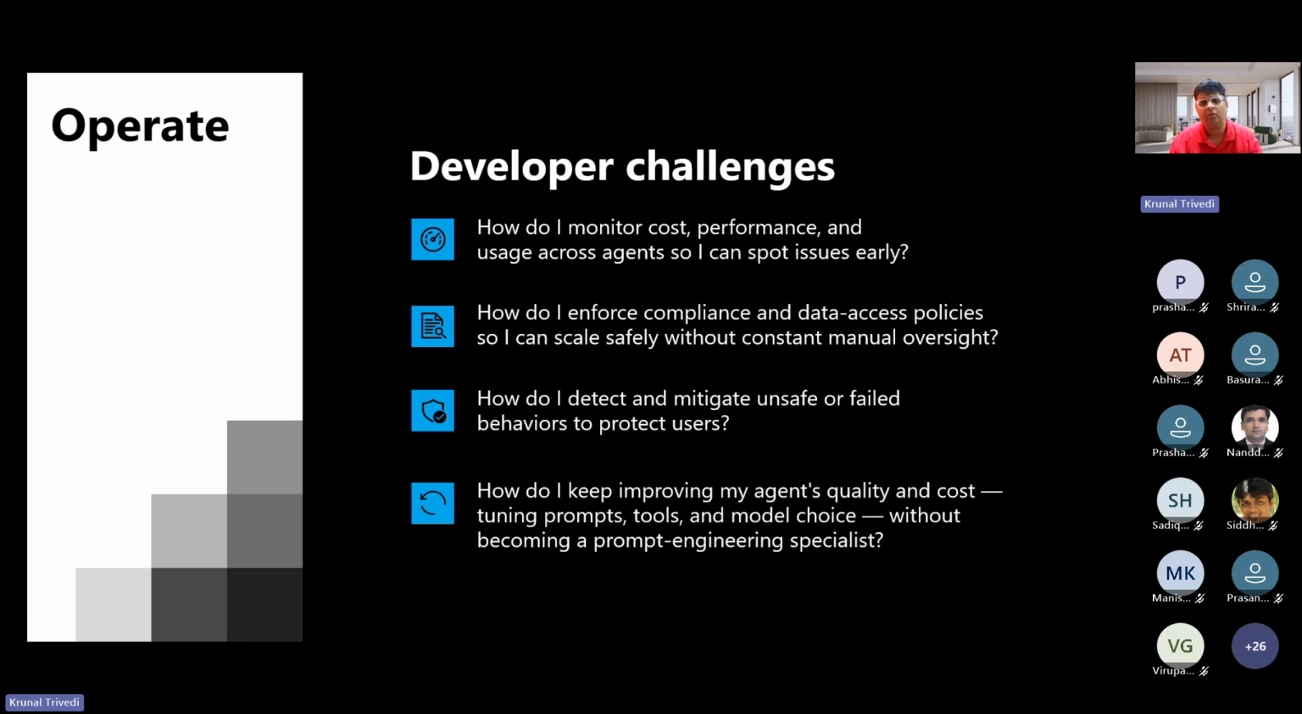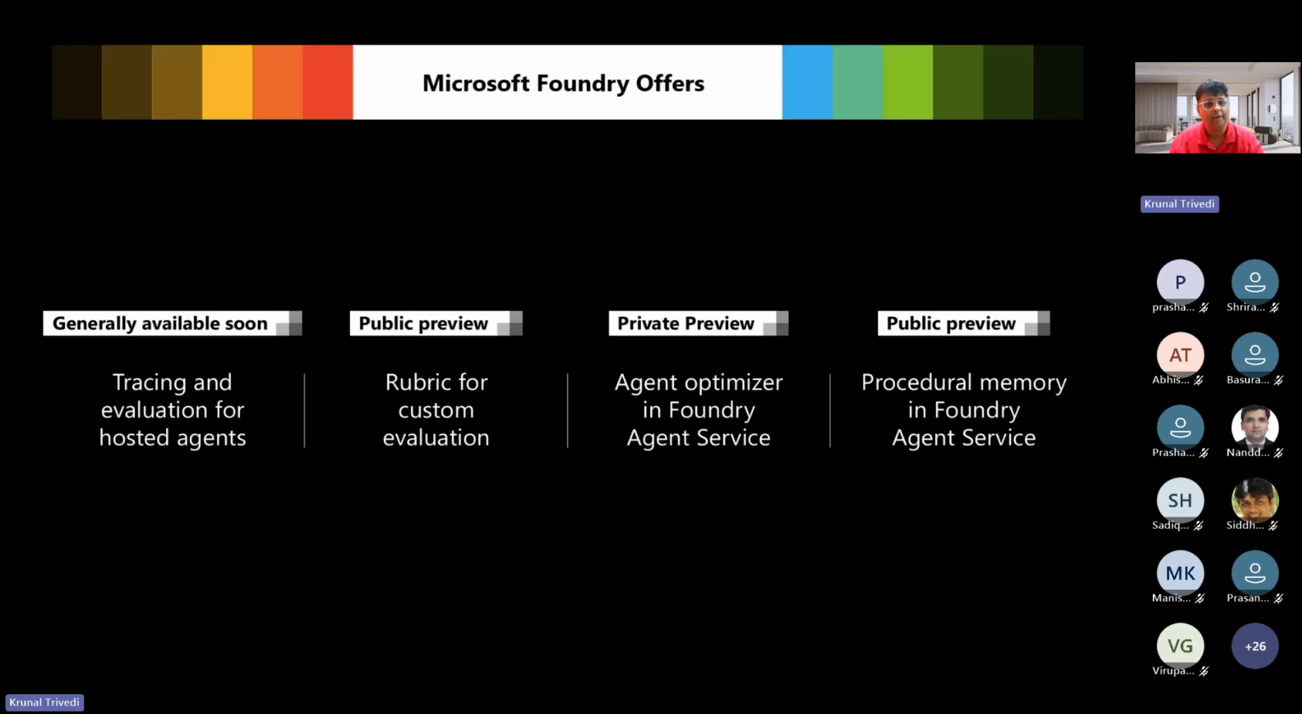So again, we have various agent playgrounds. We can do everything with Microsoft Foundry. Nowadays in hosted agents, we have tracing and evaluation available. We have rubrics for custom evaluation. We have Agent Optimizer in Foundry, and we have procedural memory in Foundry Agent Service.